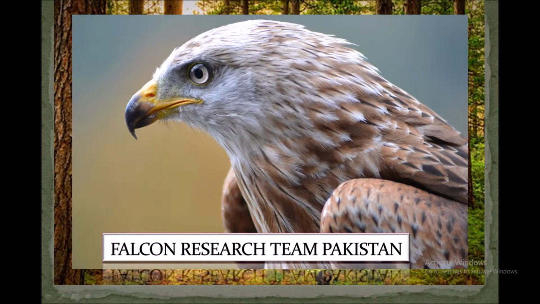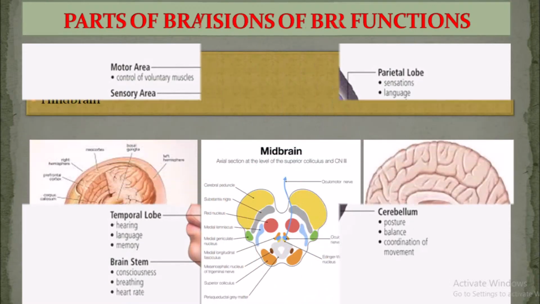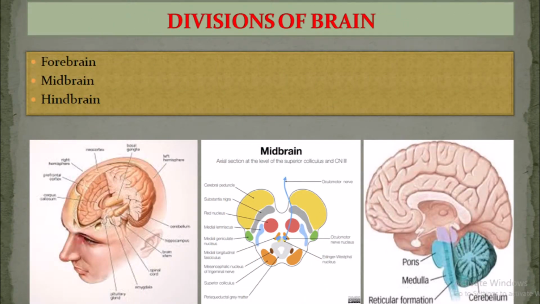Today we will discuss major parts of the brain and their function. First, we can divide the brain into three major parts. First will be forebrain, second one will be midbrain, and the last will be hindbrain. There are basically three major parts of the brain.